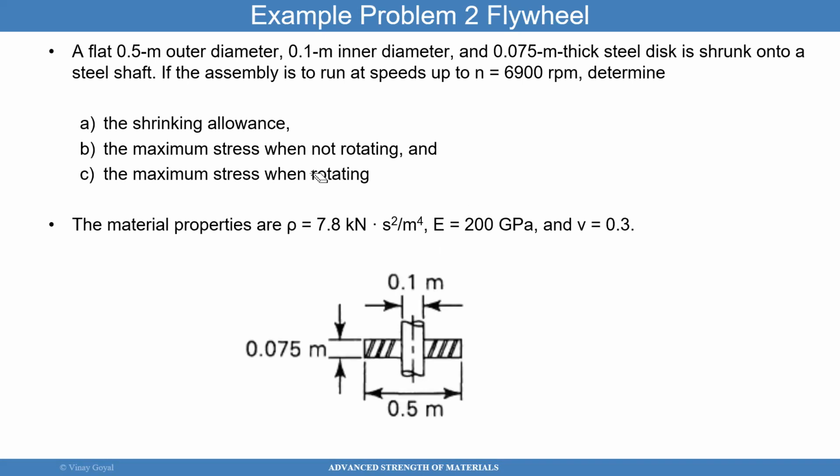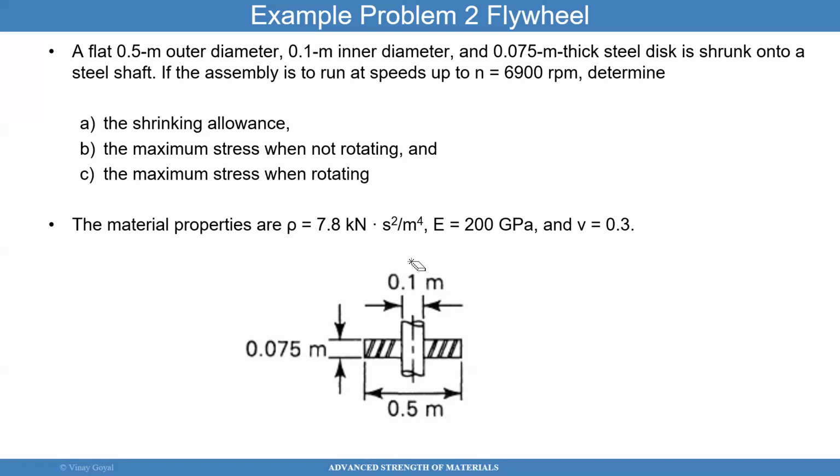I have a 0.5 meter outer diameter system, a 0.1 meter inner diameter system. So here, this outer diameter is 0.5, this inner diameter is 0.1, and then I have a 0.075 meter thick disc that's shrunk onto the steel shaft. So we're trying to figure out how to get it onto the steel shaft. And we know that this whole assembly is going to rotate at 6,900 RPM.